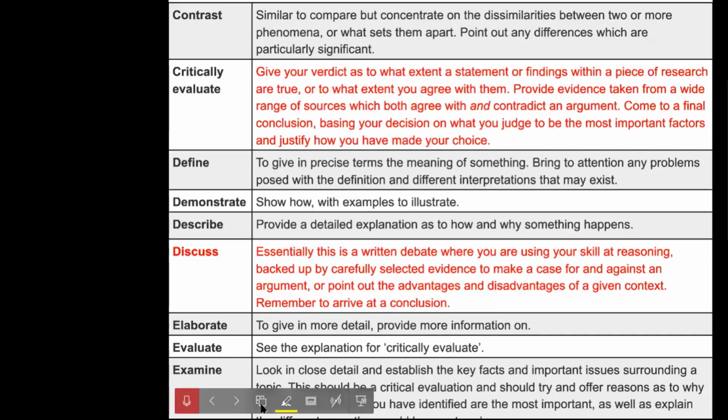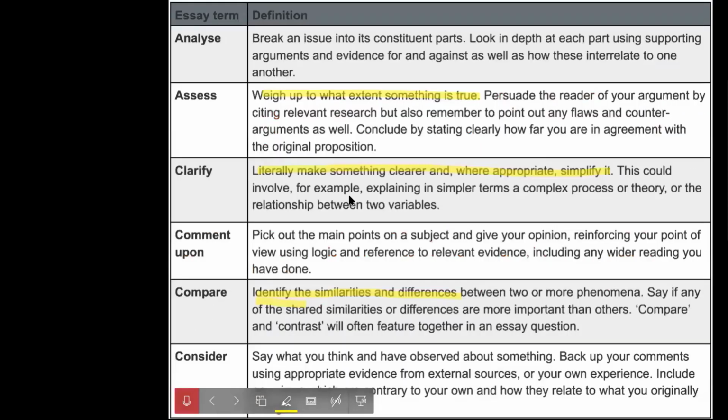Sorry, I just want to briefly go back to this one. So what I do is I've simplified compare, and I've identified that when I see the word compare, immediately my mind jumps to similarities and differences. How are these two things or three things or however many things, how are they similar and how are they different?